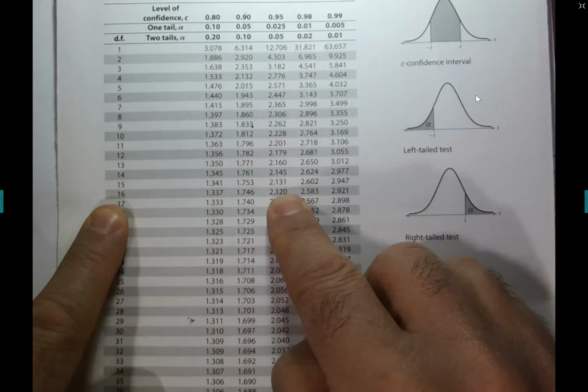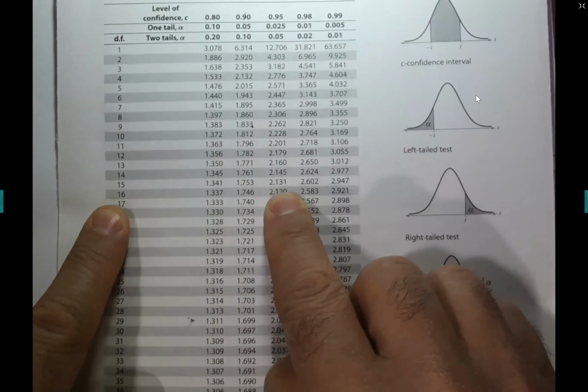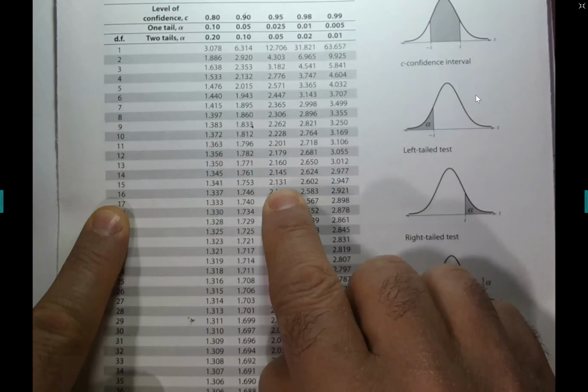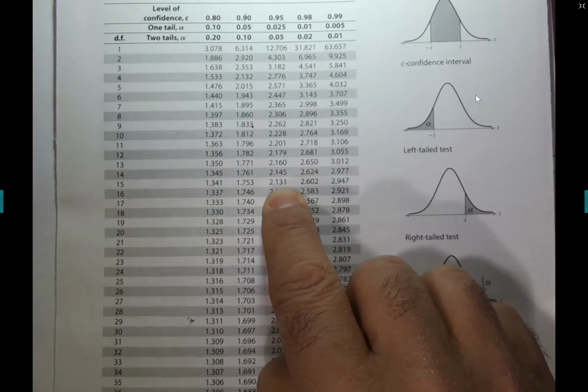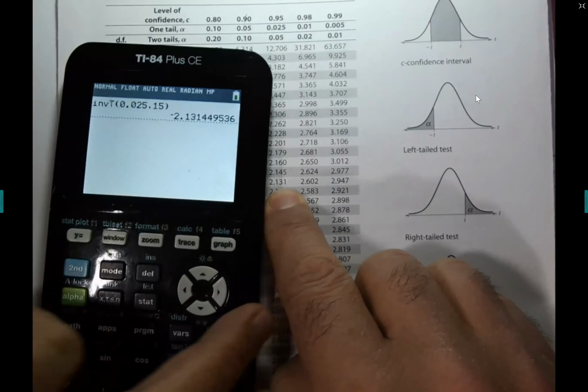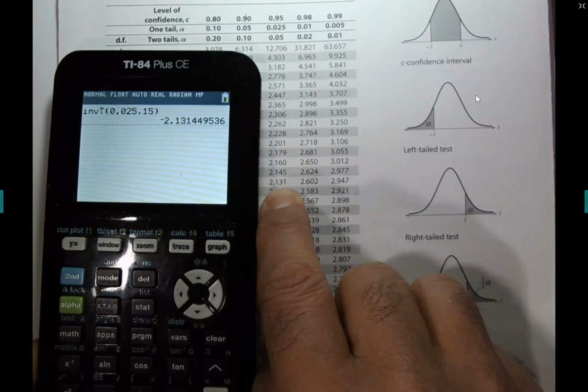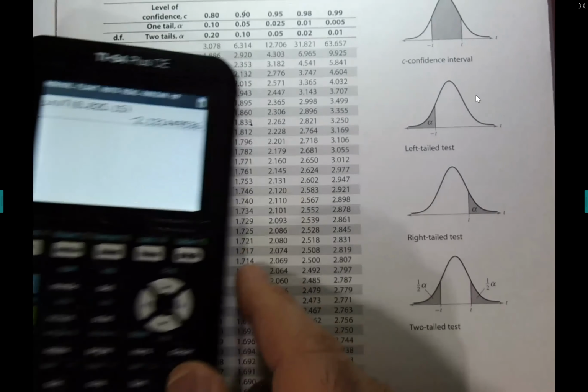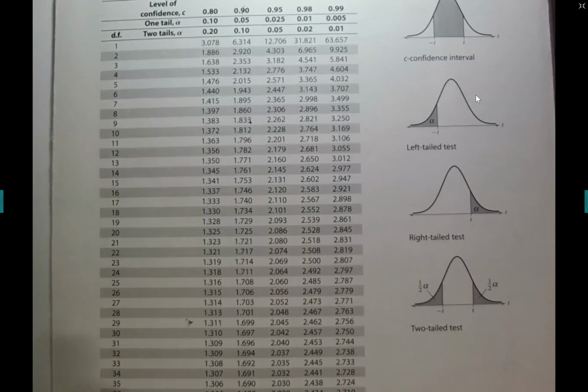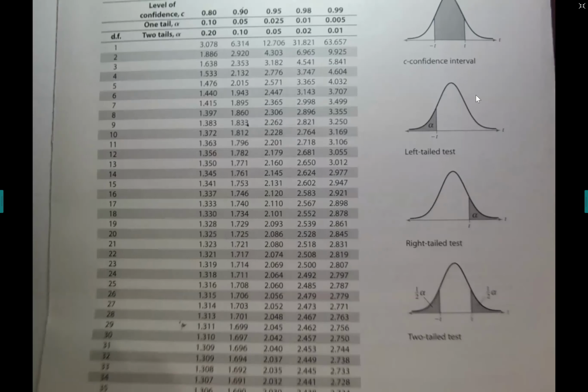2.120. Or 2.13. There you go. Match. Watch. If it doesn't match, I'm in trouble. 2.131. 2.131. So you can do either one. You can use the inverse T feature if you like.